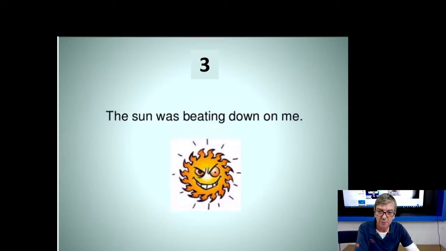The sun was beating down on me. Like when it's a very hot day and you're walking and you can feel the sun beating, making you feel a bit tired as you walk. Feels like you're losing power if you're walking a long distance. So the sun was beating down. What literary technique or device are we using? What is the figure of speech?